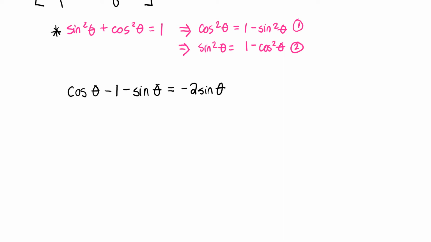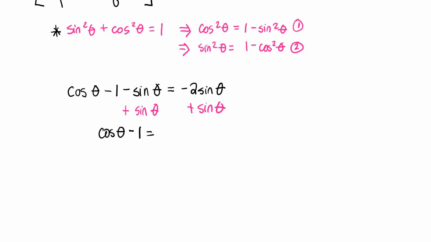So the first thing we should do is clean this up a little bit by adding sine to both sides. So we have a negative sine theta on the left hand side, and we're going to add sine theta to both sides. And by doing so, the problem is now going to read cosine theta minus 1 equals negative 2 sine theta plus sine theta.